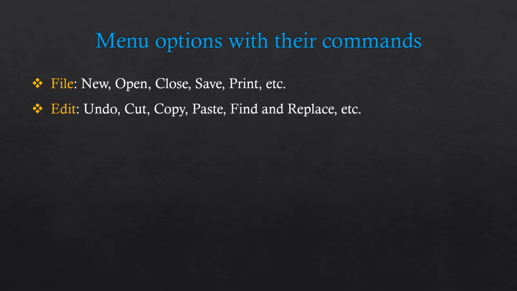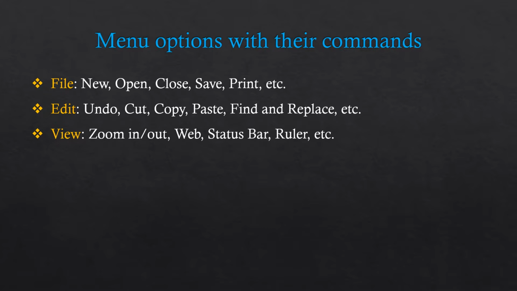In the edit menu you can find options like undo, cut, copy, paste, find and replace. Students, you can see that whichever menu it is, its name is similar to the work that it does. For example, in the edit menu the options are actually the commands that we use to edit text. Similarly, we have other menu options named similar to their work.